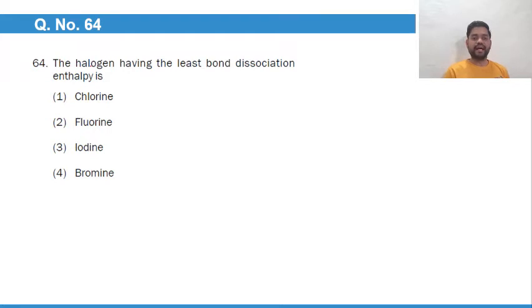64. The halogen having least bond dissociation enthalpy. Least bond dissociation enthalpy means highest or biggest bond length, and that is iodine. So we'll go with 64, option number 3.